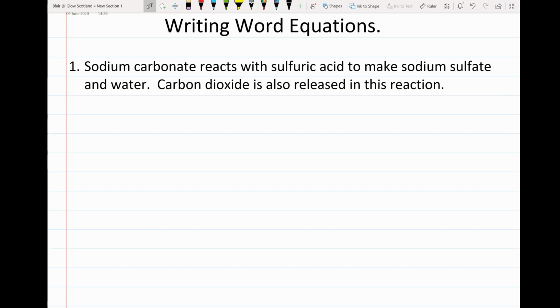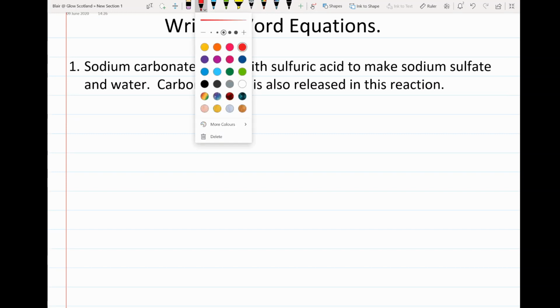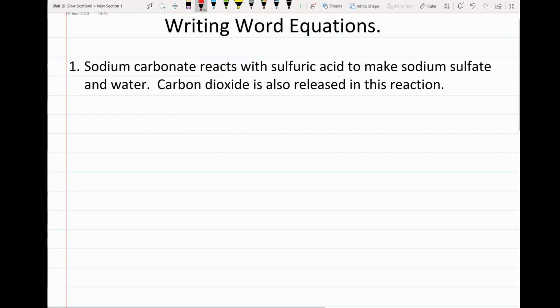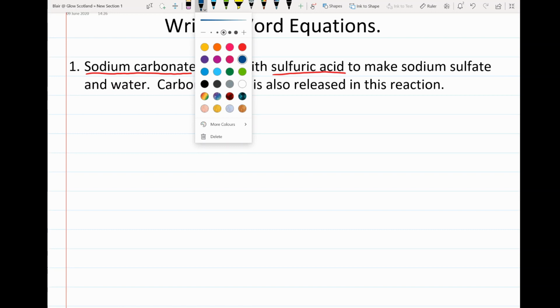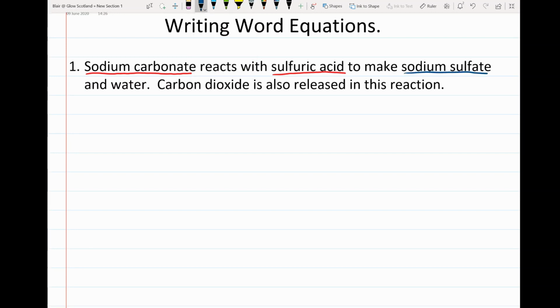Now the first thing that I would do when I'm starting out is to try and get an idea of what the reactants are. So by reading the sentence, it says sodium carbonate reacts with sulfuric acid to make sodium sulfate and water. Carbon dioxide is also released in this reaction. So from reading that, I can see that sodium carbonate and sulfuric acid are the reactants in this reaction. And then the products in this reaction are going to be sodium sulfate, water, and also carbon dioxide, which is released in the reaction. So from just reading the sentence, I'm able to differentiate between the reactants and the products.